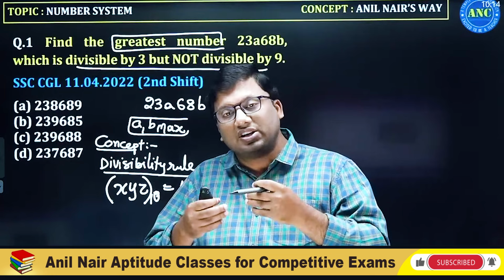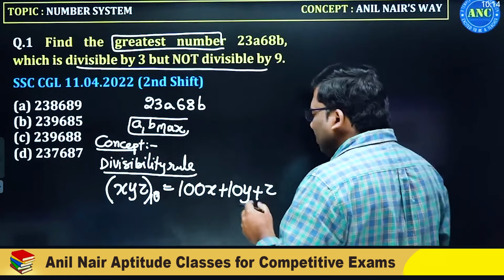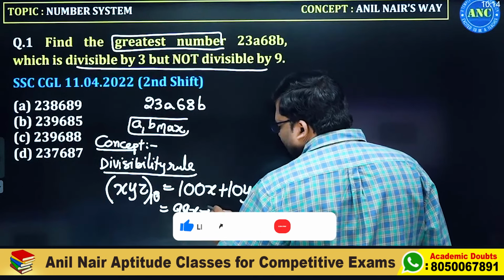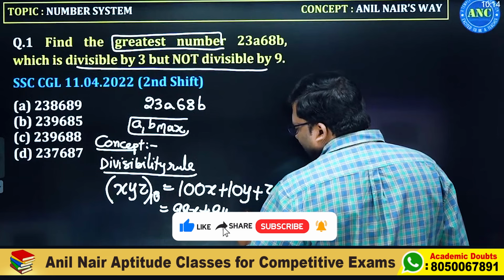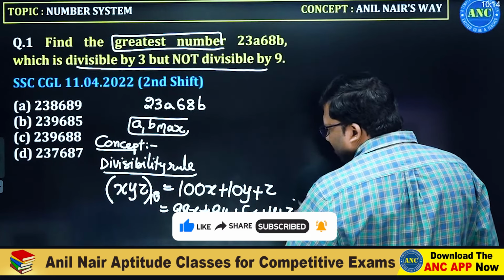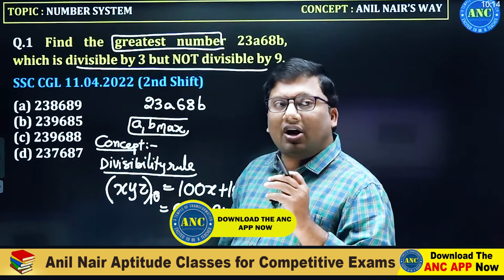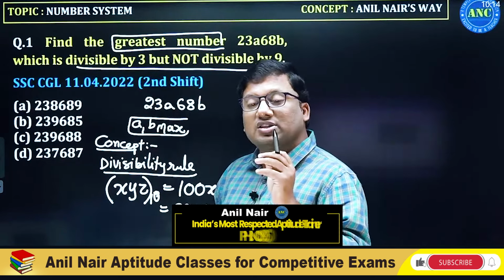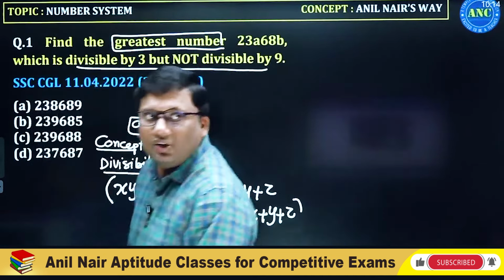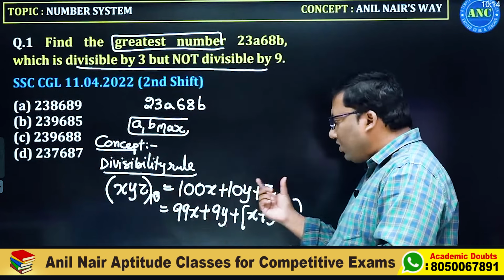Once I understand the 3-digit number, I will get into the concept of 4-digit, 5-digit numbers. I can write 100X as 99X plus X, and 10Y as 9Y plus Y, plus Z. So it is 99X plus 9Y plus X plus Y plus Z. We are finding out the divisibility rule of 3. Even a non-math student will understand this concept very clearly. Not a single doubt, you will get it in the class. Any 3-digit number is 100X plus 10Y plus Z.